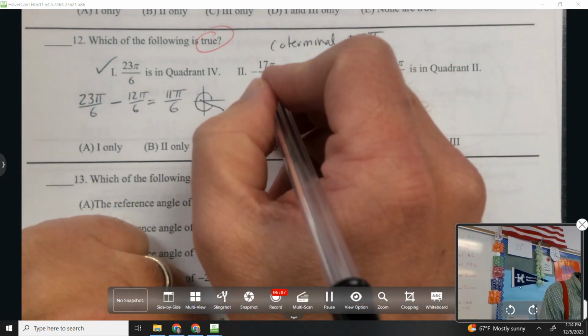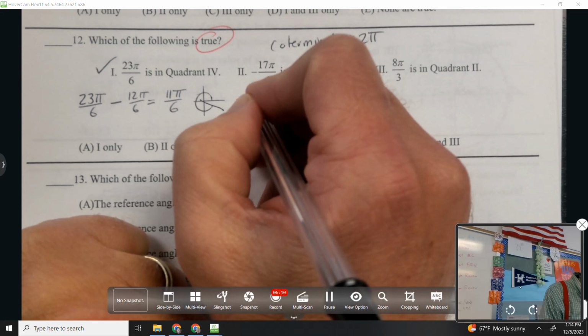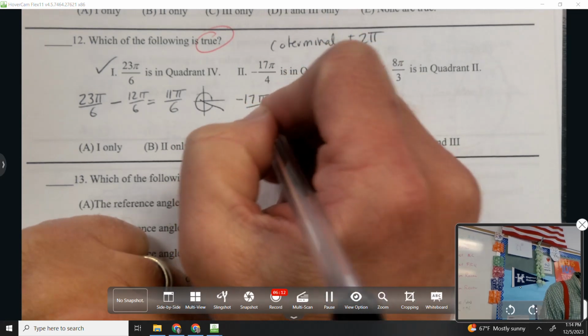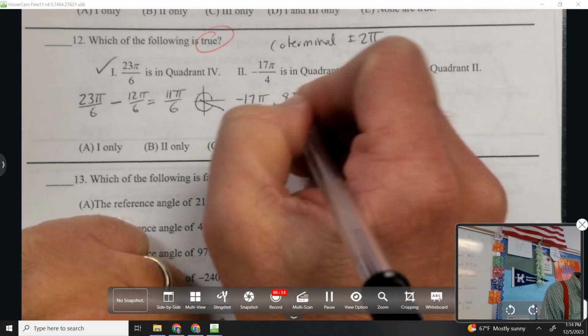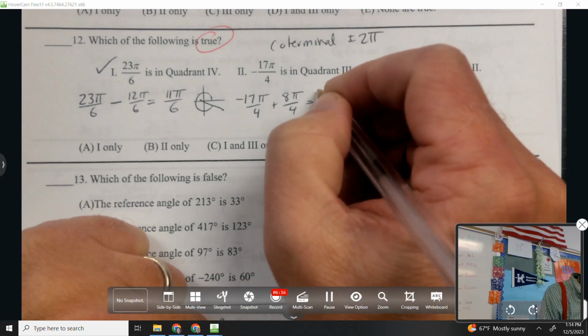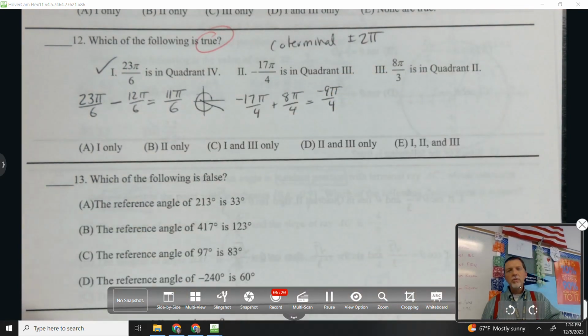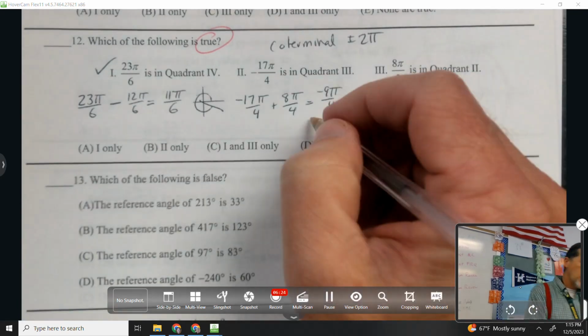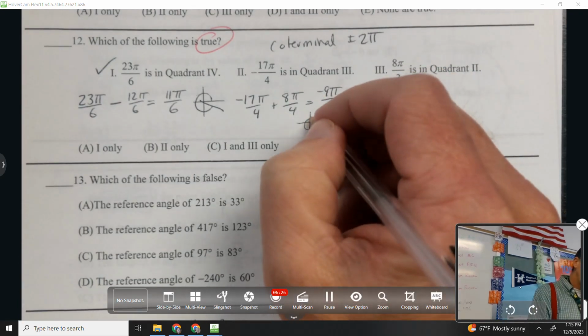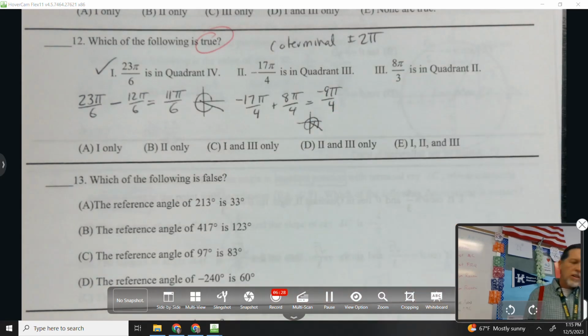Same thing here. I don't really want to back up a bunch of times to try to figure out where that lands. I think it's safer to just add 2 pi. So negative 9 pi over 4. That one I think I could figure out because that's just a little bit past all the way around, so my guess is that's 4th quadrant.